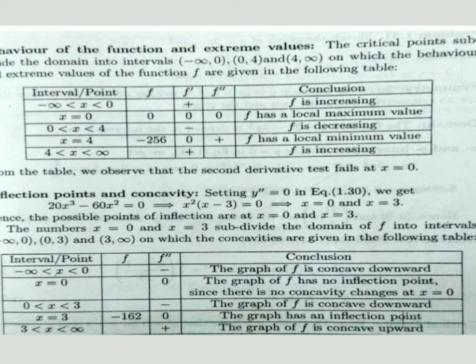At x equal to 4, f is minus 256 and f double dash is positive, so f has a local minimum value. Next, as x varies from 4 to infinity, we can say that f is increasing.